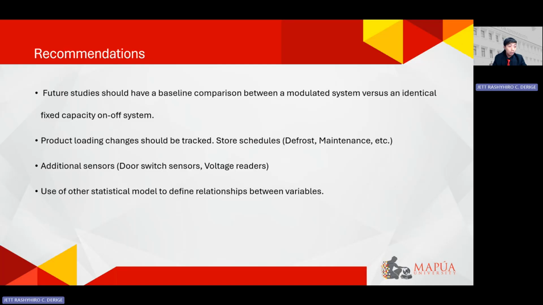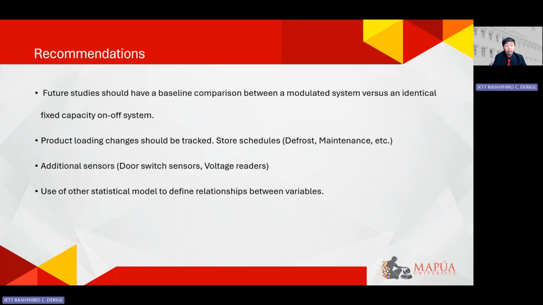And also, product loading changes should be tracked. Examples would be store schedules, defrost schedules, and maintenance schedules, as they affect the readings. Also, additional sensors on the store may be door switch sensors, because the opening and closing of the doors on the reach-in case would affect the suction line temperature readings, especially due to air infiltration of hot air entering the case. Voltage readers would also be helpful to have an exact reading on the power draw of the unit.